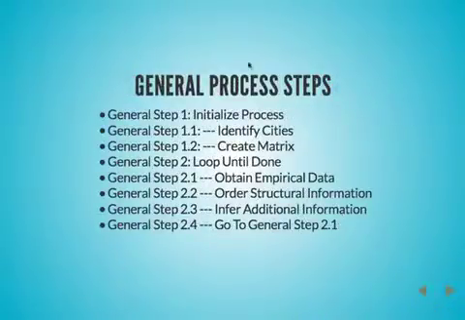The general steps in this process: step one, you initialize the process, which is to identify the cities and create the matrix. Then general step two, which you loop through until you're done, is to obtain empirical data, order the structural information, infer additional information, and then go back up to obtain more information. You cycle through this until you have a completely ordered system.